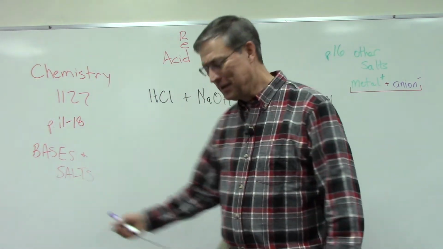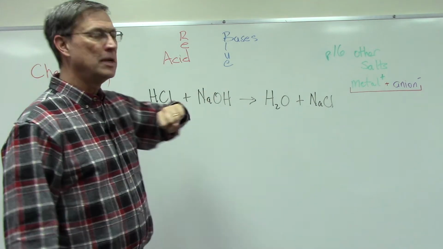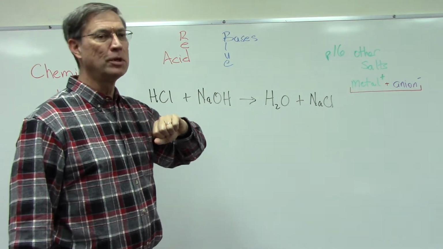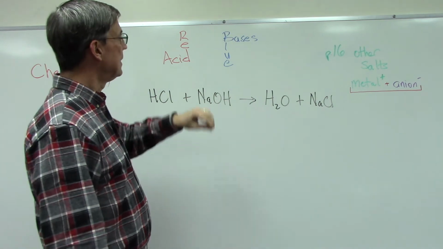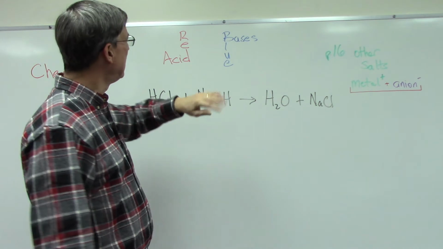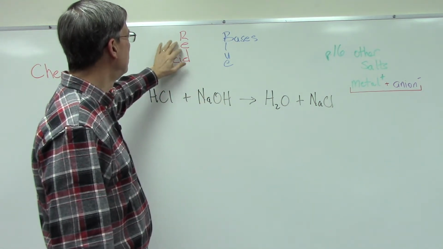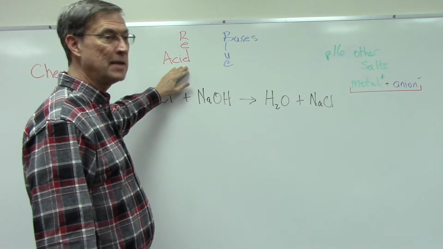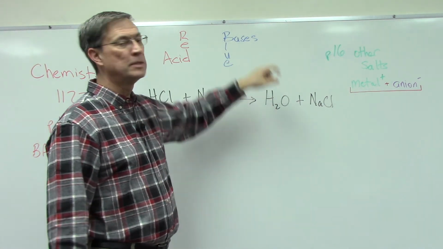All right, let's first talk about one of the tests using litmus paper to determine if a solution is acidic or basic. You put this little paper in there and an acid will turn blue paper red. So if it turns it red, that's an indication that it's an acid. If it turns it blue, then that means it's a base.